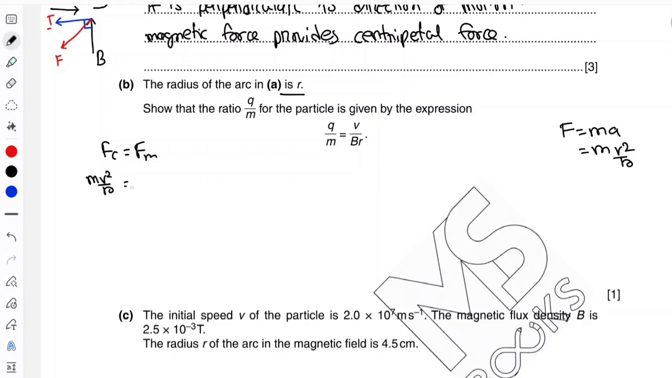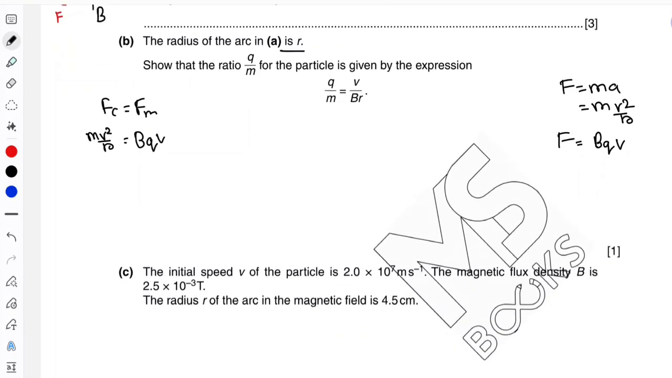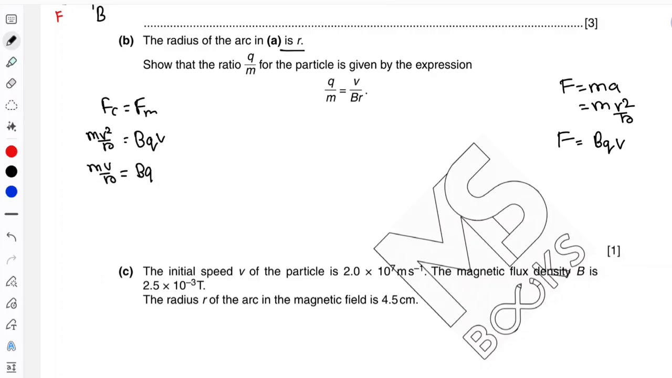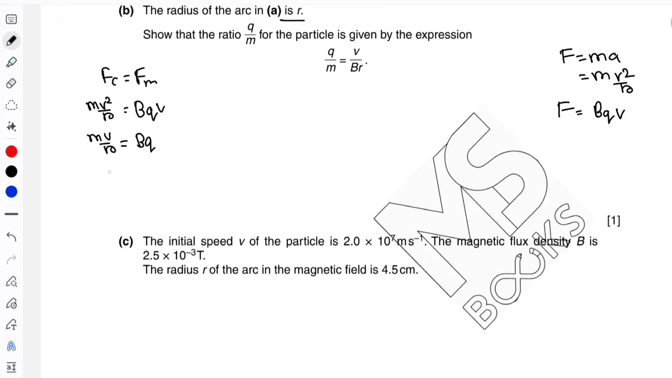So we'll write that. And the magnetic force acting on a single charged particle is BQV, where B is the magnetic flux density, Q is the charge, and V is the average drift velocity. You will equate these equations. Alright, the velocities can be crossed out. We can write m v over r equals BQ. We can further write Q over m equals v over BR, and we have shown that.